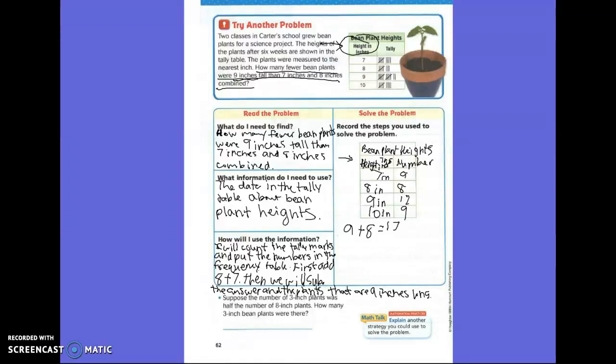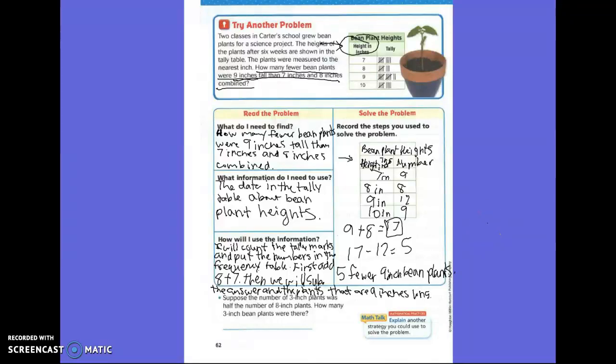Then we said the next thing we were going to do, once we got the answer, was subtract that from the 9-inch plants. So the answer we got was 17. So we're going to do 17 minus, how many did 9 have? 12. What's 17 minus 12? 5. Do you guys agree? Yes. Okay, so now it is 5 fewer 9-inch bean plants. Write that down.